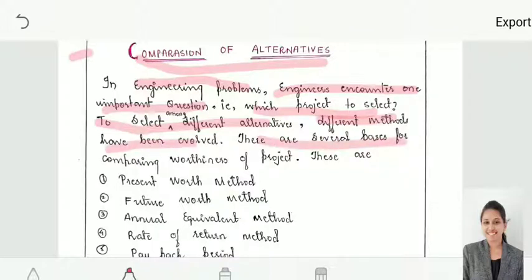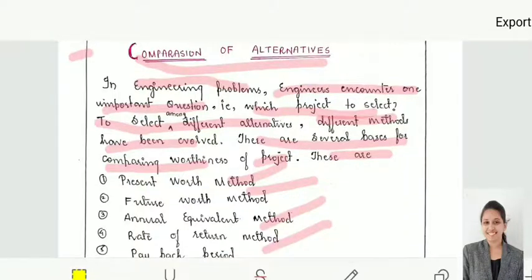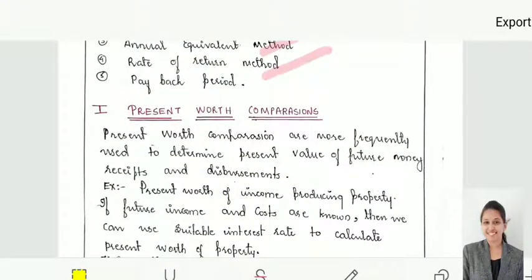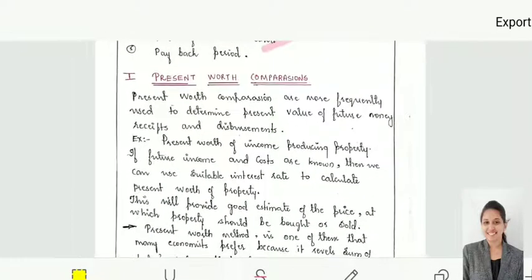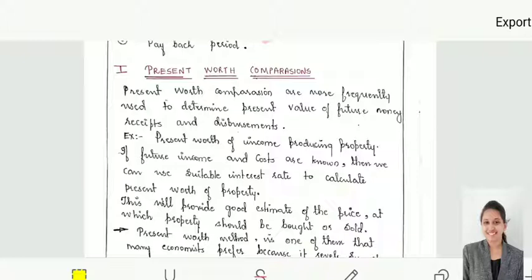There are several bases of comparison for a project. They are the present worth method, future worth, annual equivalent, rate of return, and the payback period. First we'll see the present worth comparison. The present worth method is more frequently used to determine the present value of future money.